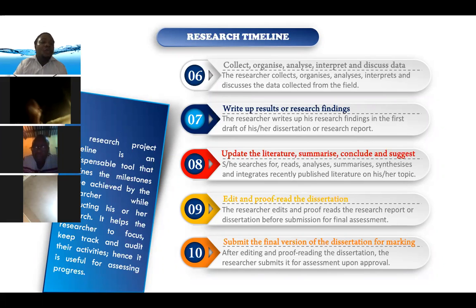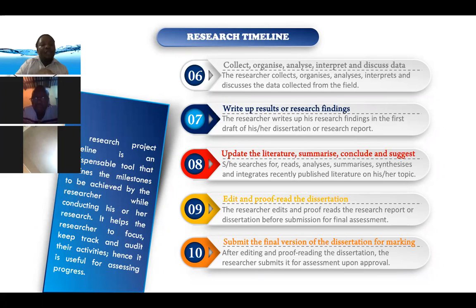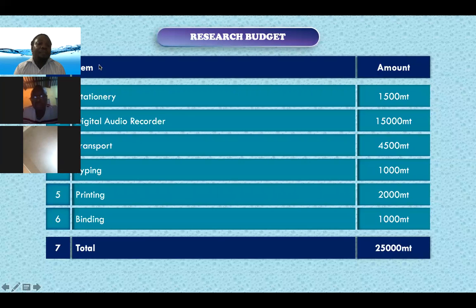So you need to go after that information that is relevant to your study and update your literature review. After you are happy with the updates, the summaries, the conclusions, and the suggestions, you edit and proofread the paper, the dissertation, the final paper, and you submit the final paper for marking, to be marked.